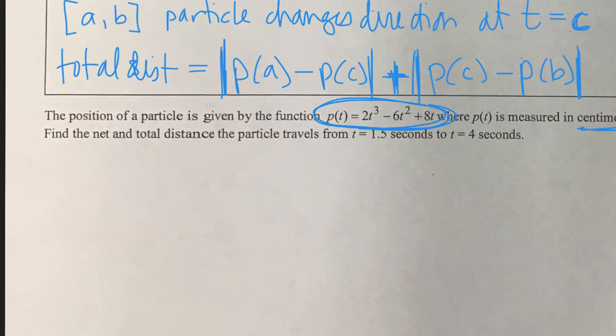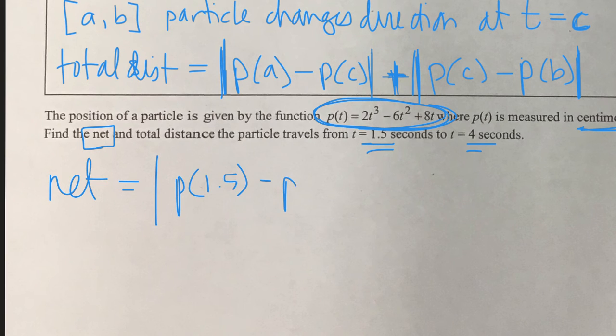So find the net distance from 1.5 to 4 seconds. So our net distance is p of 1.5 minus p of 4. So the position of the particle at 1.5 seconds minus the position of the particle at 4. Okay, so we're going to plug these into our formula, right? We're going to replace t with 1.5, and then we're going to replace t with 4, and we're going to get two different values.